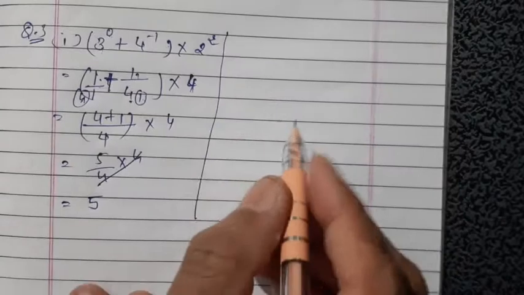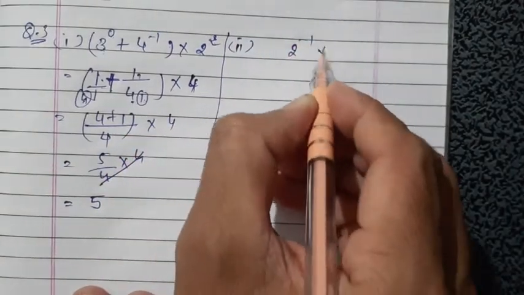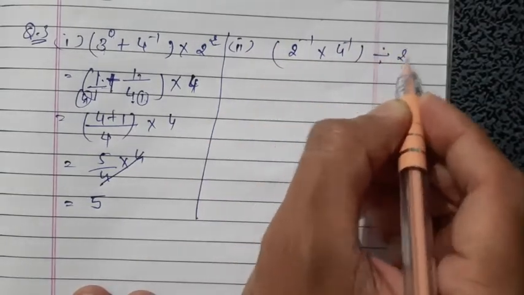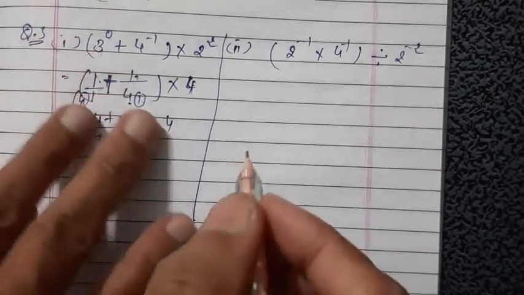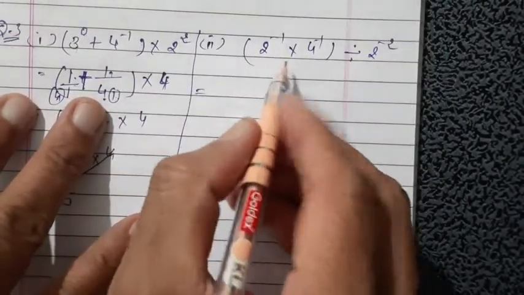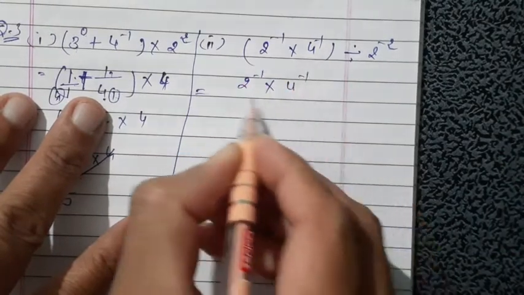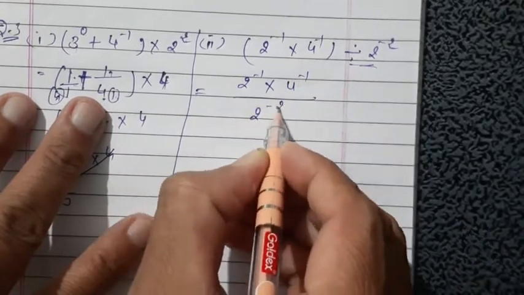Now second number. Look. 2 raised to minus 1 into 4 raised to minus 1 divided by 2 raised to minus 2. Okay. So let me write them. 2 raised to minus 1. Multiplication is there. 4 raised to minus 1. And here division is there. Write down at the denominator side 2 raised to minus 2.